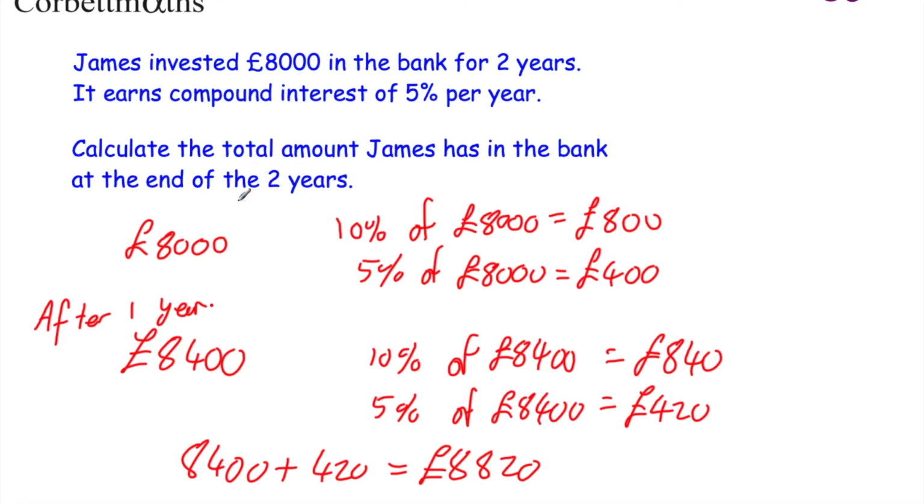So that question, we've done a compound interest question just using our knowledge of percentages, and we've just added on 5% for 1 year, then got that amount, worked out another 5%, and added that on. If it said 3 years, we could then work out 5% of that and add it on and so on.